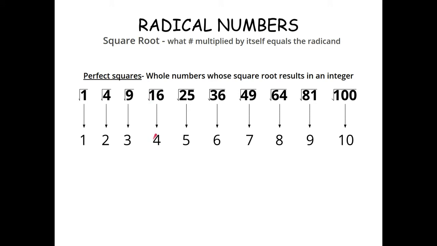Radical 16 is equal to 4. Square root of 25 is 5. Square root of 16, radical means the same thing as square root, is 4. Radical 9, square root of 9, is 3, as you see over here. These are all perfect squares. So 1, 4, 9, 16, 25, 36, 49, these are all perfect squares. Also 121 will result in 11, and so on.